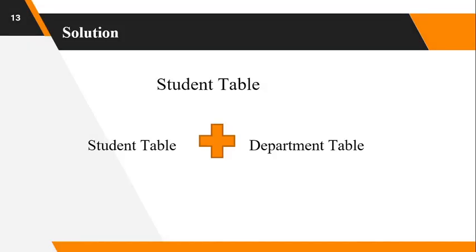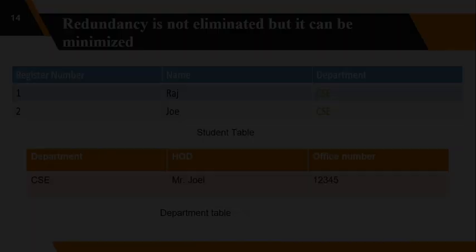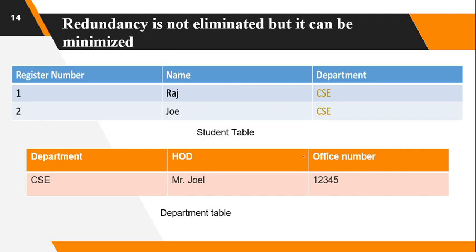Now the solution: how to solve this? Normalization is a technique to organize the data into multiple related tables. So what we can do is split the student table into two, the student table and the department table. See, if we only split the student table and department table, we cannot eliminate the data redundancy. Actually, the normalization technique is to minimize the data redundancy. It is a technique to minimize the repetition of data.